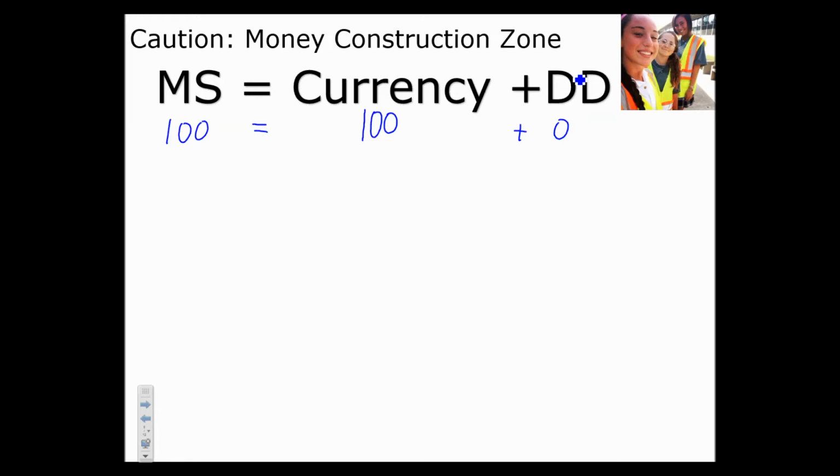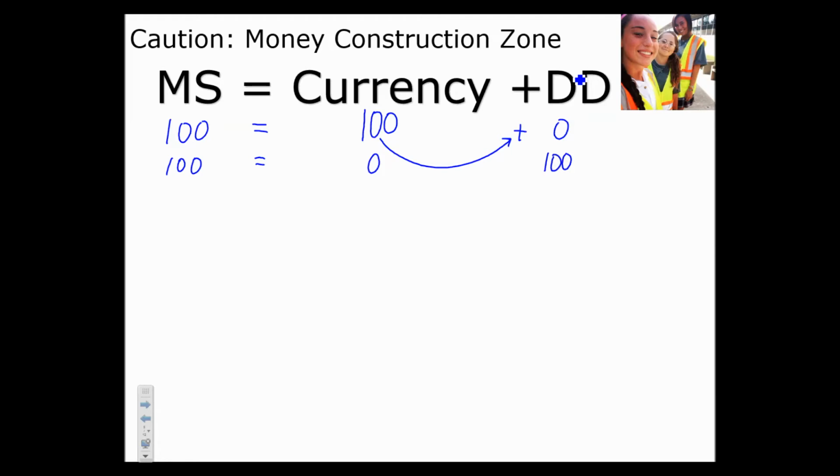Now, if she takes that 100 and deposits it, the next step here is that now we have $100 in a checking account, and there's $0 of currency floating around out there. So whenever you make a deposit, initially nothing changes.